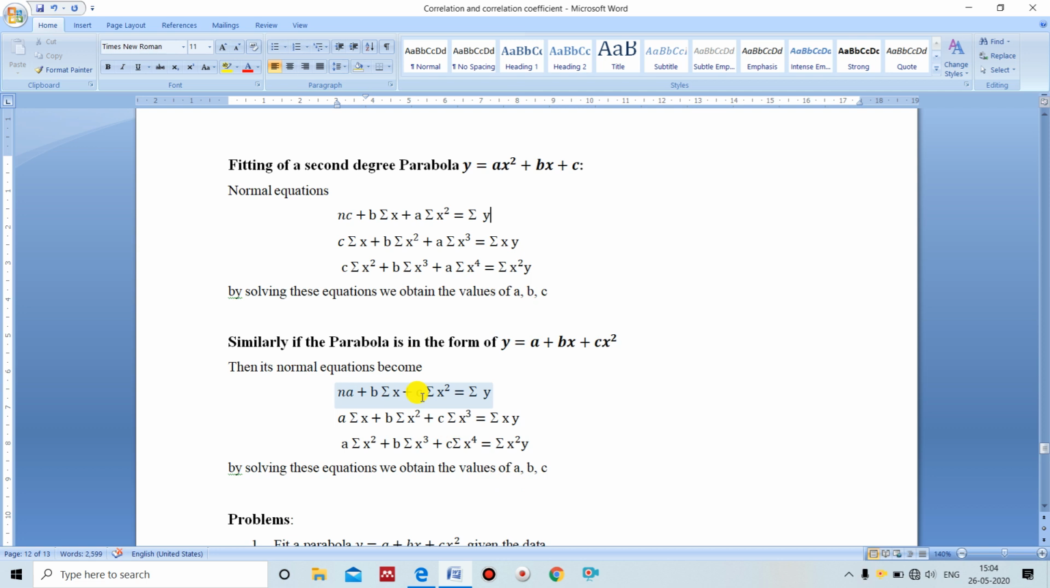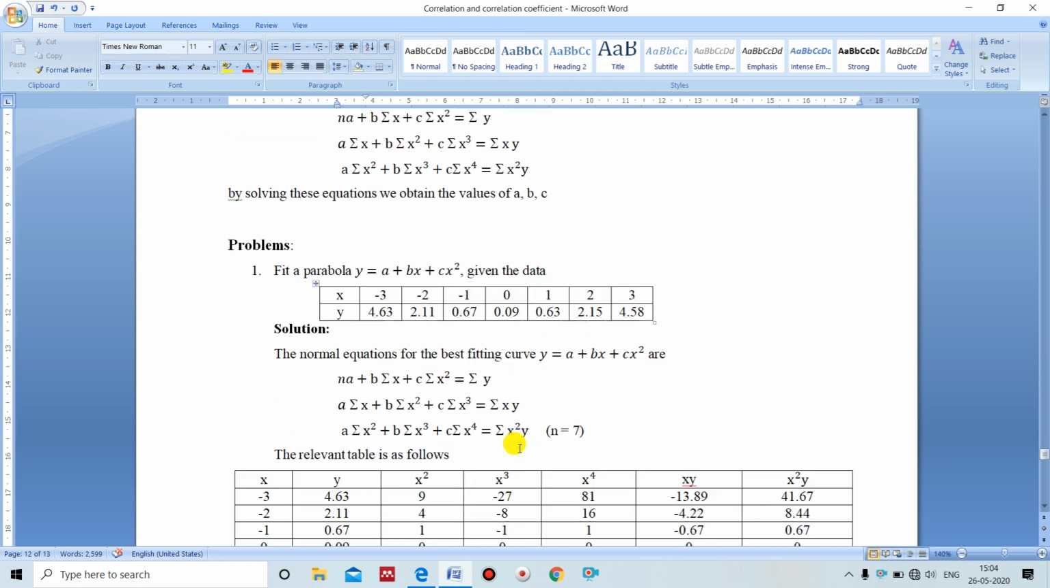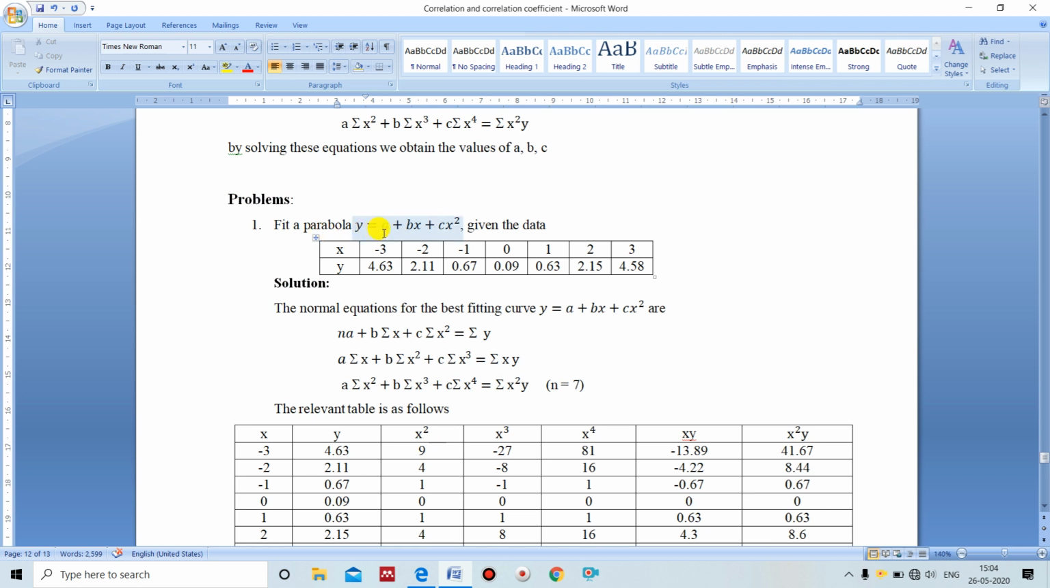Here also, first write the normal equations, then prepare the normal table: summation of x, summation of x square, x cube, x raised to 4, summation of xy, x square y, put here and simplify. So it is a procedure. Let us solve the example. Fit a parabola y equal to a plus bx plus c x square given the data. X values are minus 3, minus 2, minus 1, 0, 1, 2, 3, and y values are 4.63, 2.11, 0.67, 0.09, 0.63, 2.15, 4.58.